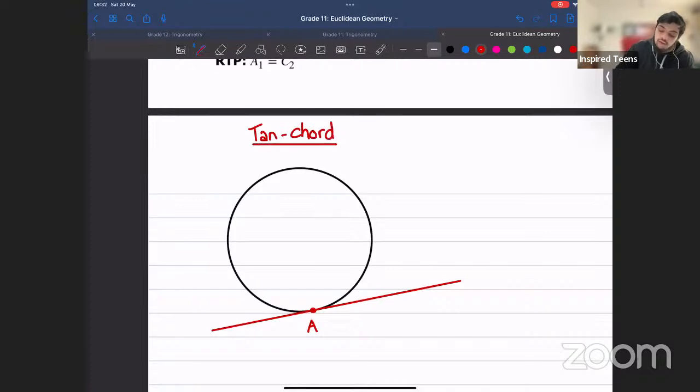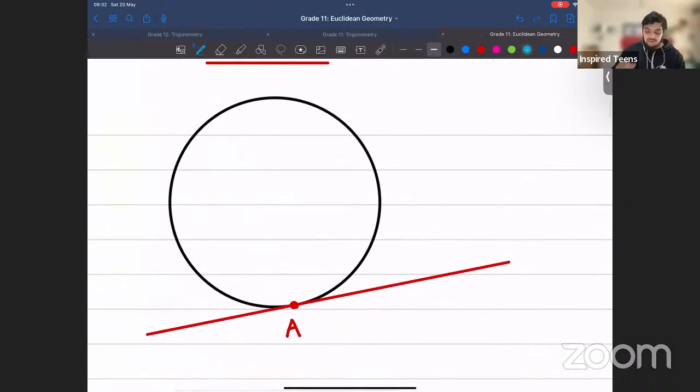Okay, so the next step is we have our chord. So tangent and chord. From the point of contact of the tangent with the circle, which is at point A, where the tangent touches the circle, we're going to draw a chord. Let's draw a chord this way. Okay, so this is a chord drawn from the point of contact of the tangent with the circle.